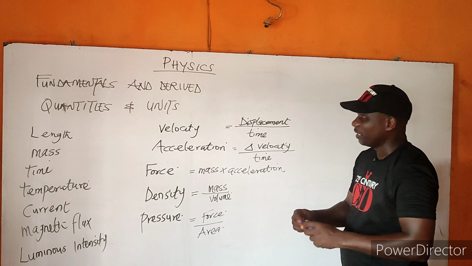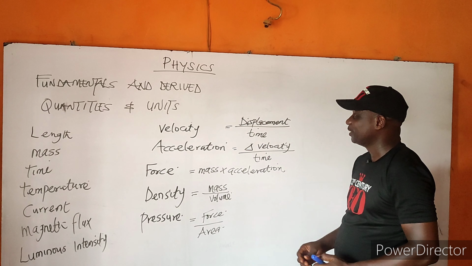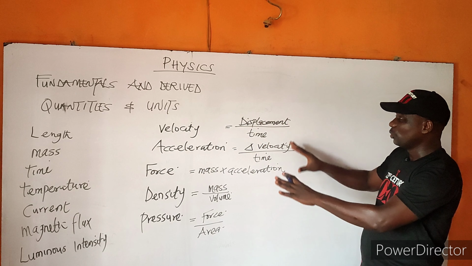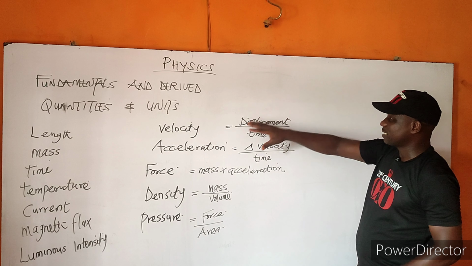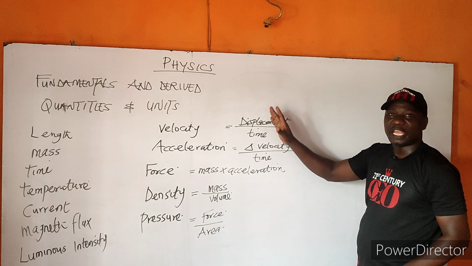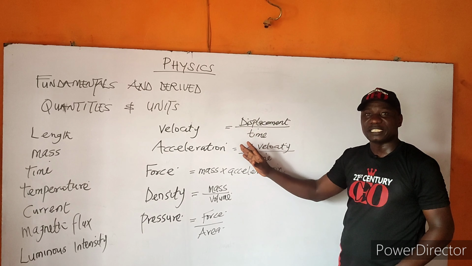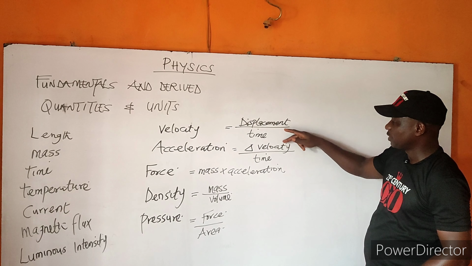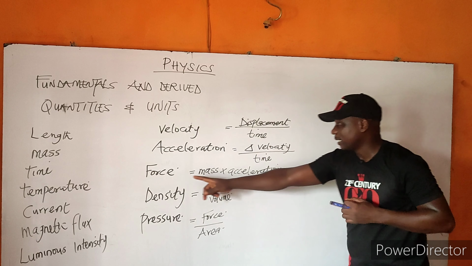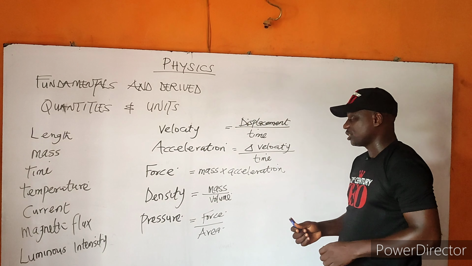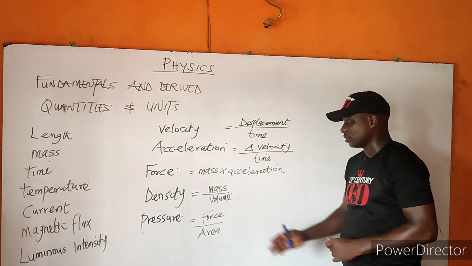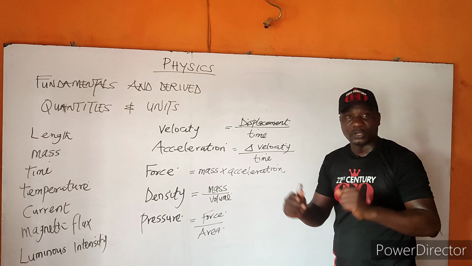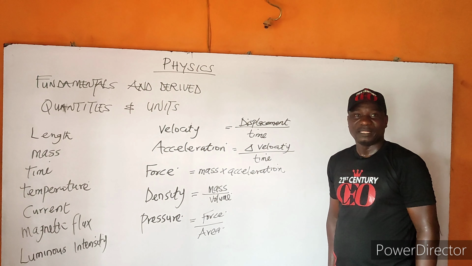So now, my listeners, even by mere looking at this, you now see that this is explaining the concept of derived quantities. Displacement on time is velocity, then force, which is mass times acceleration. We have the density, mass over volume, and the pressure, that is the force on area.